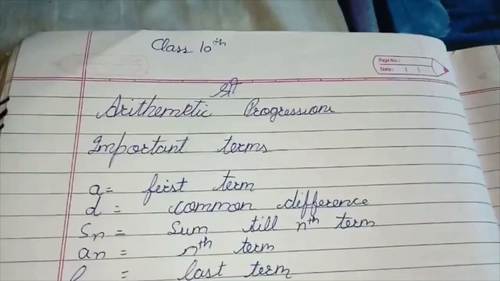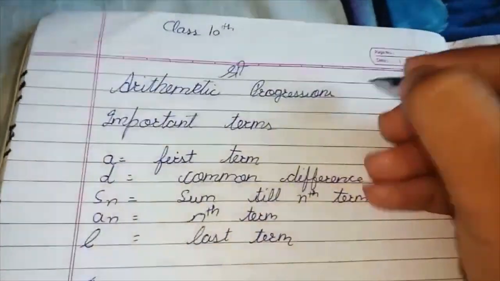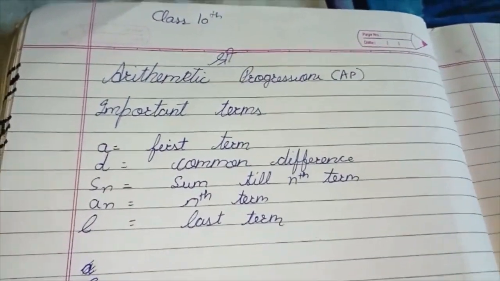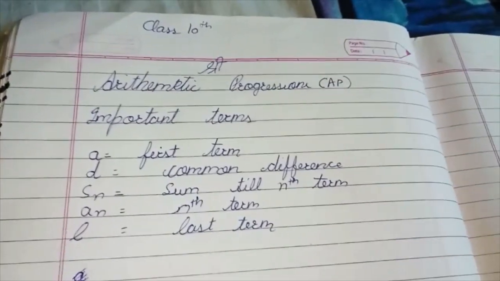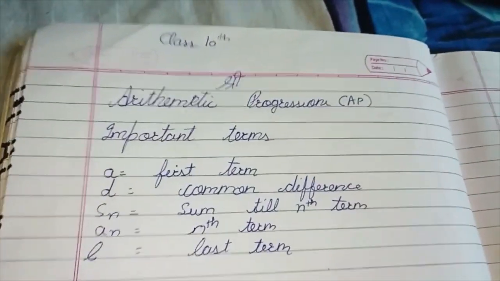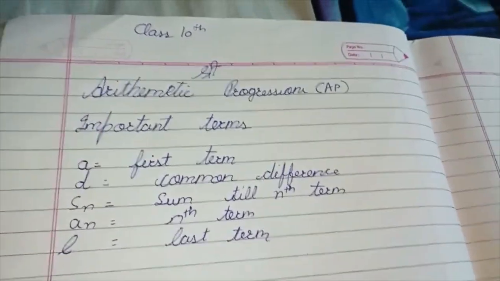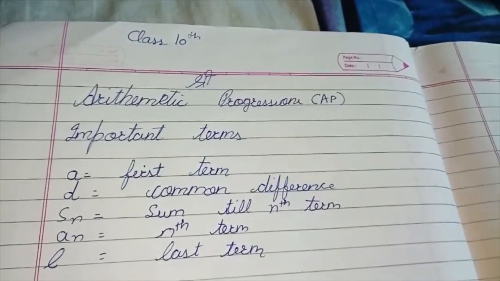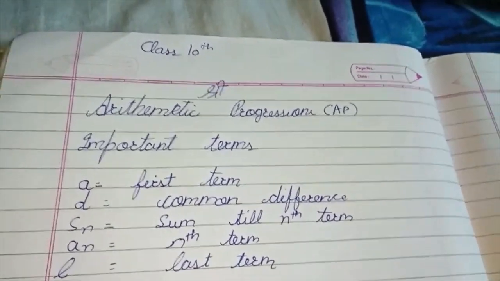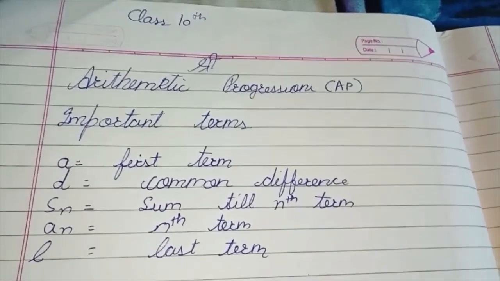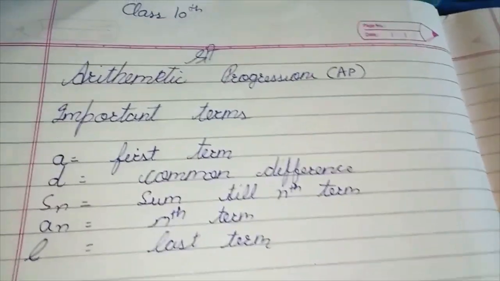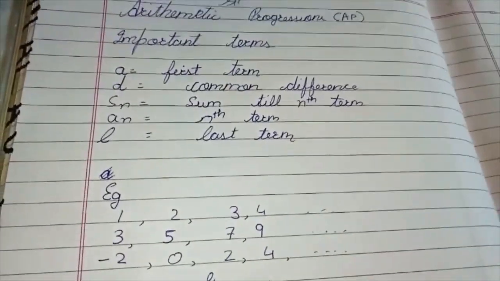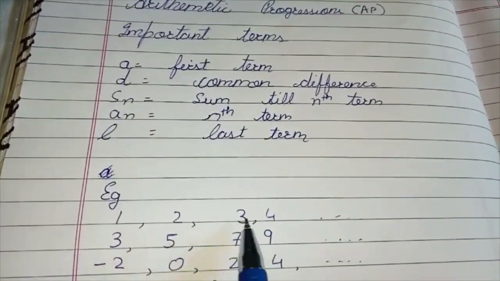So, some important terms of arithmetic progressions, in short we can call it AP, are, first of all, the first term. The starting point of any series or progression is denoted by A, that is the first term. The common difference is the difference between the second and first term, third term and second term, fourth term and third term, like that. It means the amount which is added to each term to get the next term. For example, if I take the simplest arithmetic progression series, that is 1 2 3 4.